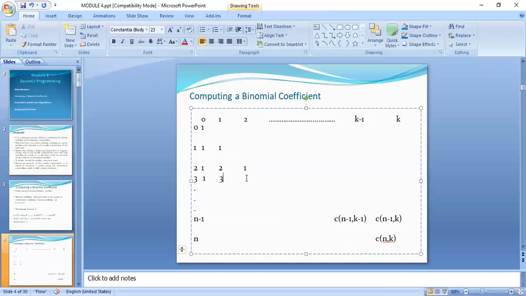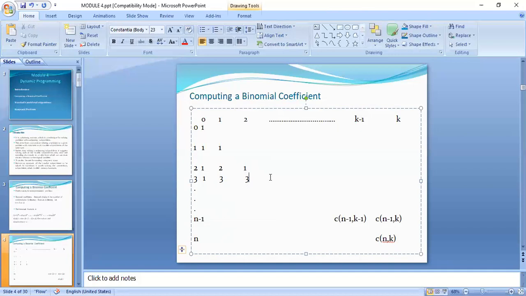Similarly, you need to calculate 3 comma 2. What will be the value? It depends upon C of 2 comma 1 plus C of 2 comma 2. What is 2 comma 1? It is 2. What is 2 comma 2? It is 1. So 2 plus 1 is nothing but 3.